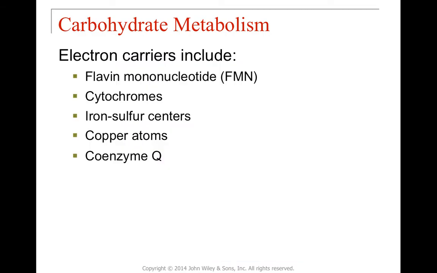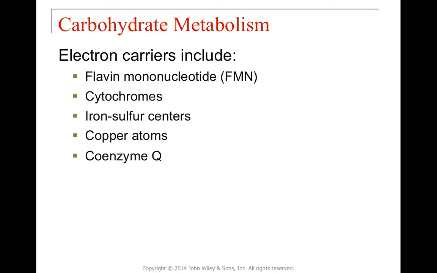Okay? All right, so the ones that we talked about are not the only electron carriers. So we've talked so far about ATP, we've talked about NADH and FADH. There's also one called FMN, or flavin mononucleotide. There's things called cytochromes, iron sulfur centers, copper ion atoms, and coenzyme Q. So these are all different types of electron carrier molecules.